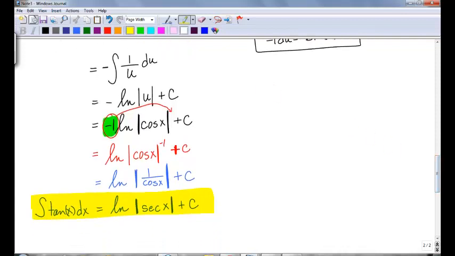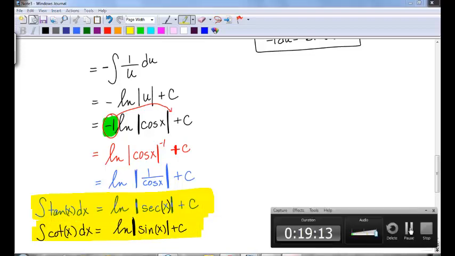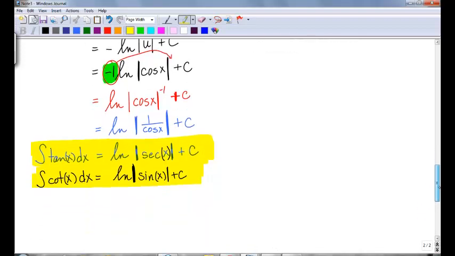Now, I kind of just went through the proof of that. On cotangent, we're not going to go through the whole thing. The integral of cotangent of x with respect to x equals the natural log of the absolute value of sine of x plus c. So add both those formulas to your card. Then draw another little separator.